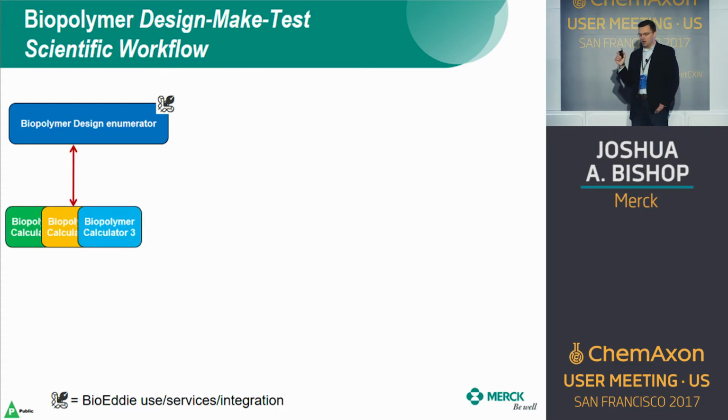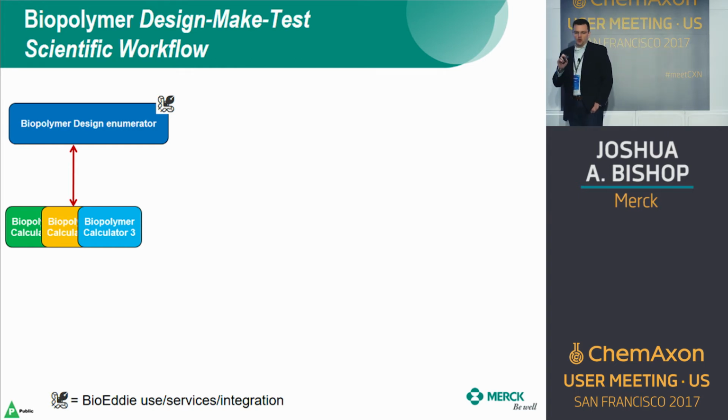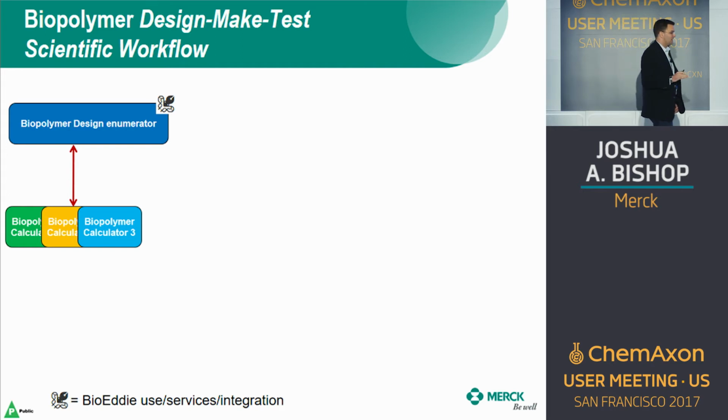Second step is biopolymer-specific calculators. So leveraging that enumeration, that virtual library enumeration, and then applying specific calculators for the questions that they're asking, specific to biopolymers again, so they don't have the same tools that small molecule chemists have. They have specific calculators for their needs.